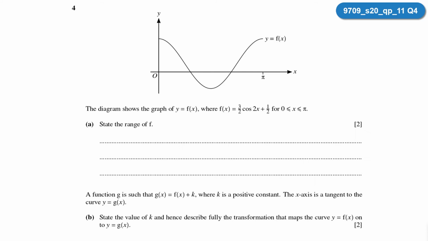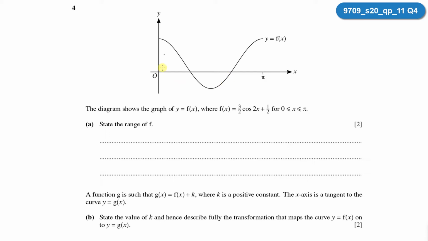Question number 4. So we have a graph here, and the question goes, the diagram shows the graph of y is equal to f of x, where f of x is equal to 3 over 2 cos 2x plus a half for 0 to pi. Those are the values of x. On A, state the range of f.